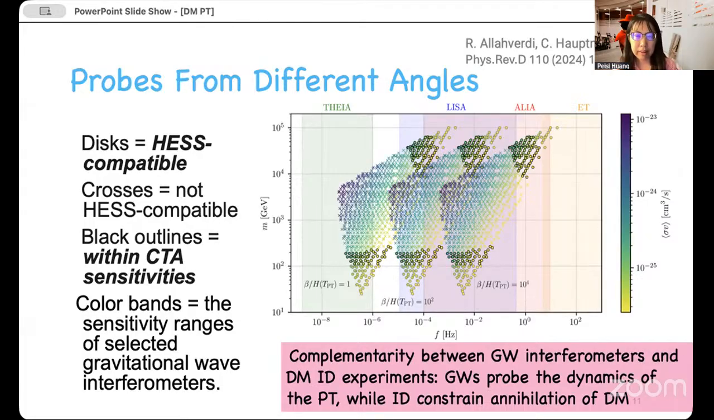So the key point here is there is a very nice complementarity between gravitational wave interferometers and dark matter indirect detection experiments. The gravitational waves can probe the dynamics of the phase transition, and the indirect detection can constrain the annihilation of dark matter.